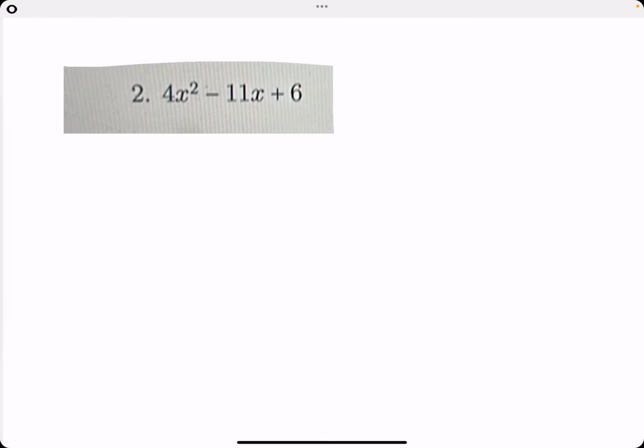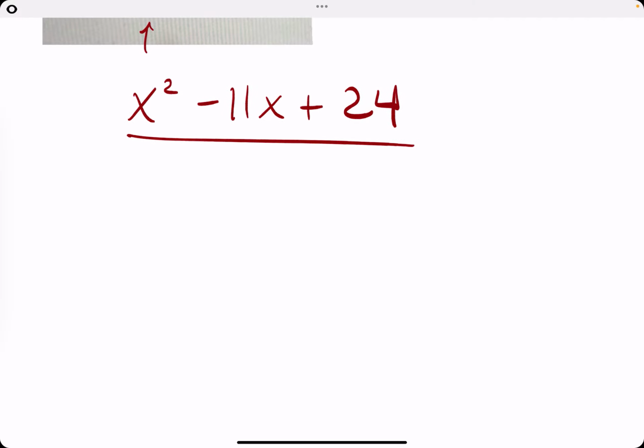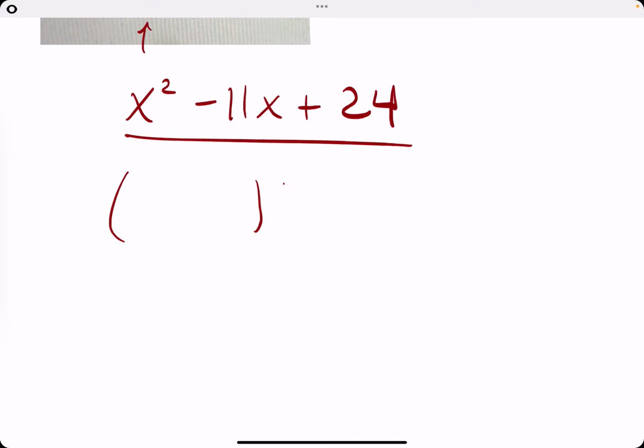Next one. Note, we don't have a coefficient of 1 here. So this is my approach. I'm going to multiply this 4 over to the 6 so that we then get rid of it from in front of the x squared. And we have x squared minus 11x plus 24. Now we factor this like we would normally. We're thinking of two numbers that multiply to 24 but add to negative 11.